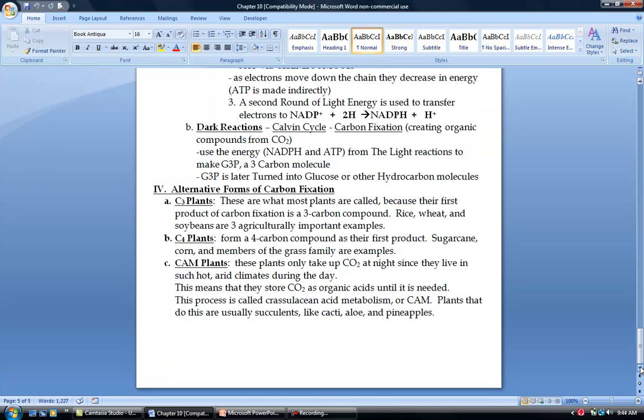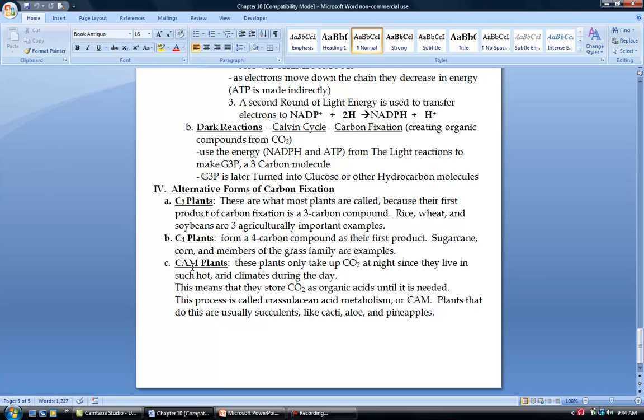Now, we also have what are called C4 plants. Instead of making a 3-carbon compound before they make glucose, they make a 4-carbon compound. That's where C4 comes from. So it's just a different way of doing it, and sugarcane and corn are members of the grass family that are examples of that.